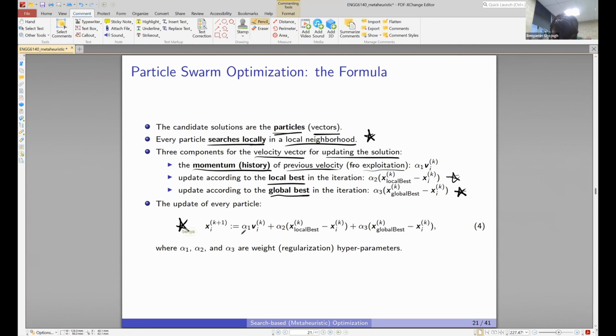Here again we have alpha 1, alpha 2, and alpha 3, which are three scalars, weighting or regularization hyperparameters for weighting these terms. So we have the linear combination of the previous update, also move into the local best and move into the global best.